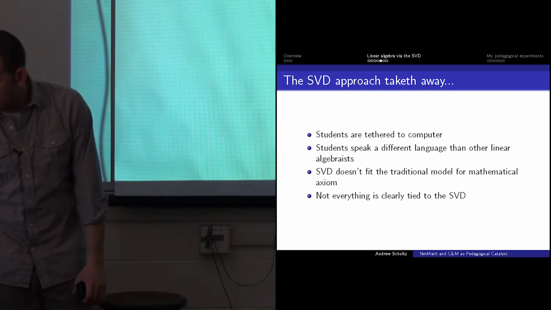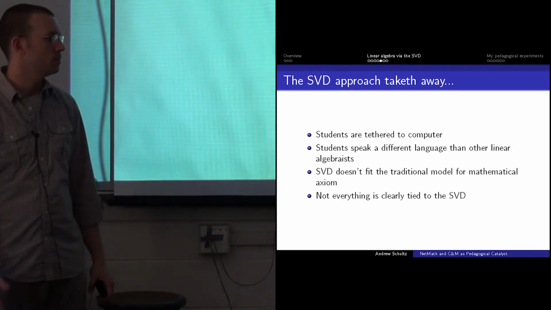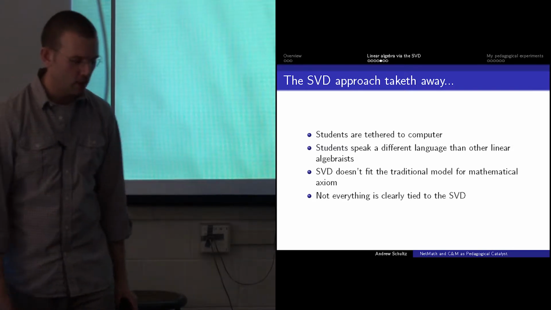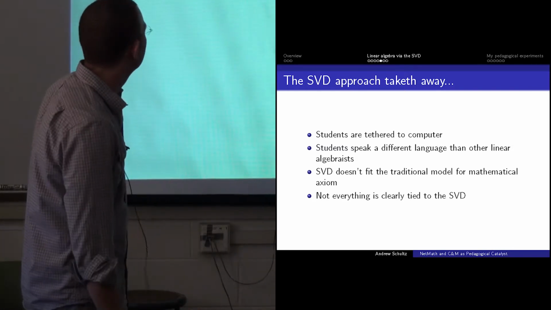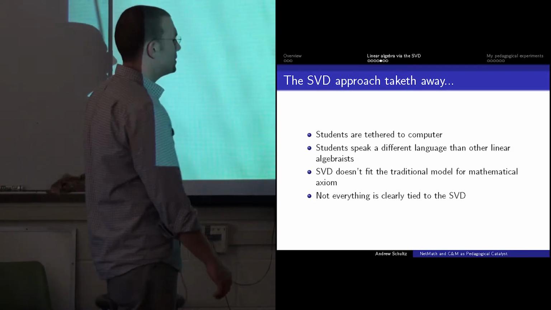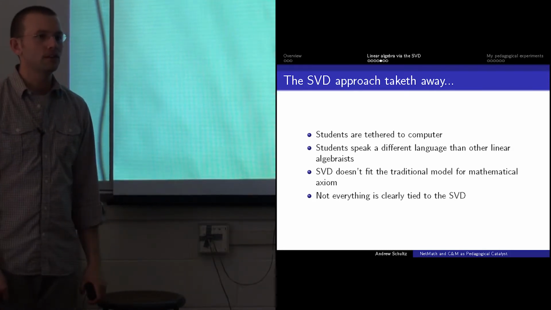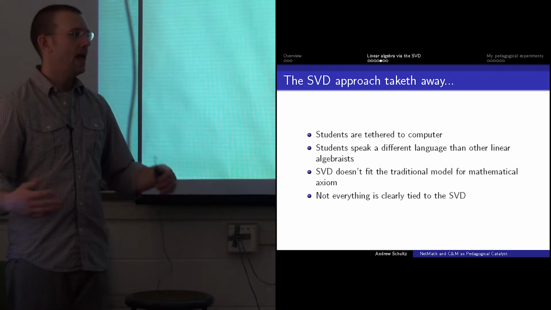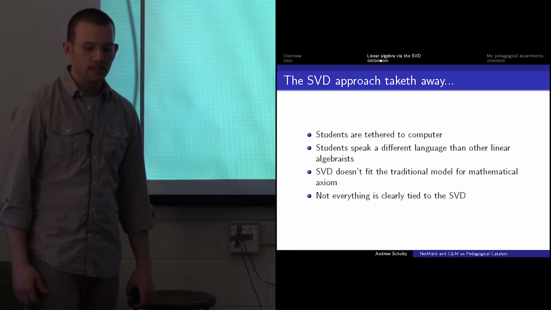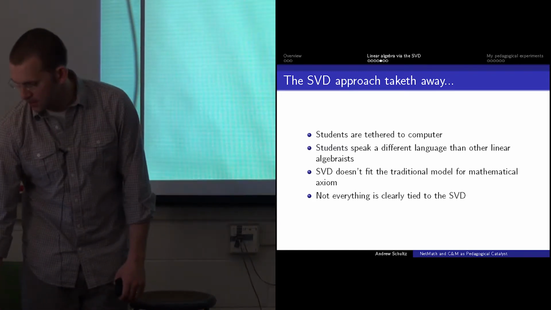OK, so one possible complaint is that students can get tethered to computers. You can choose to tether students, or you can choose to teach them to do it by hand. But it's reasonable to say that if a student doesn't know how to row reduce, then maybe that's not ideal. One of the other things is that the 415 courseware uses language which is different from most other linear algebra texts. Words like hanger and aligner and stretchers are not the kinds of words that typically get floated in a linear algebra class. So for some people, this is a very big issue.